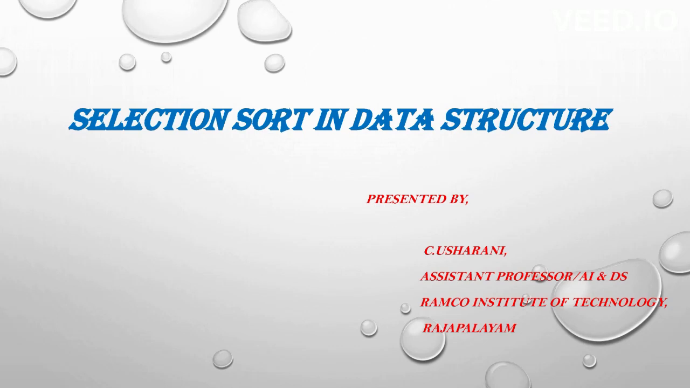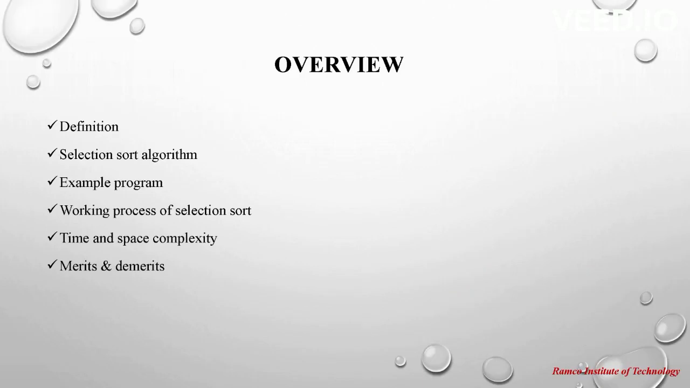Now I am going to discuss selection sort in data structures. This is the overview of my video lecture, and these are all the topics I am going to discuss for this selection sort. First one is the definition, and the next is the algorithm for selection sort, one example program and working process of selection sort, and selection sort algorithm analysis, that is time and space complexity. Last one is merits and demerits.